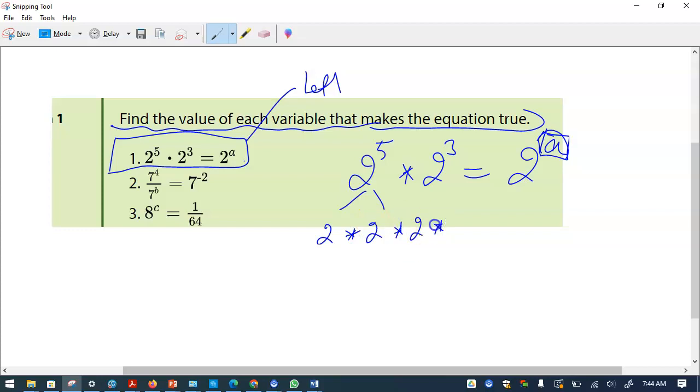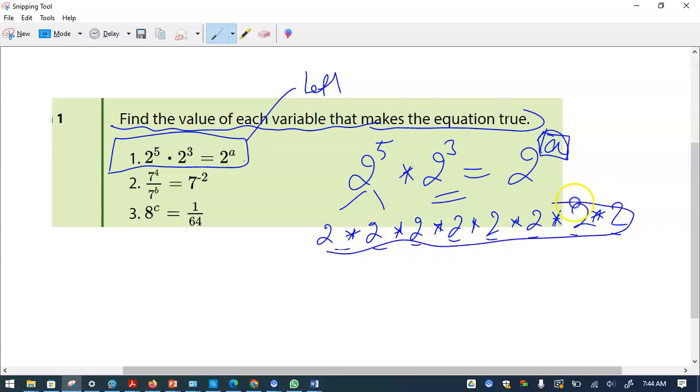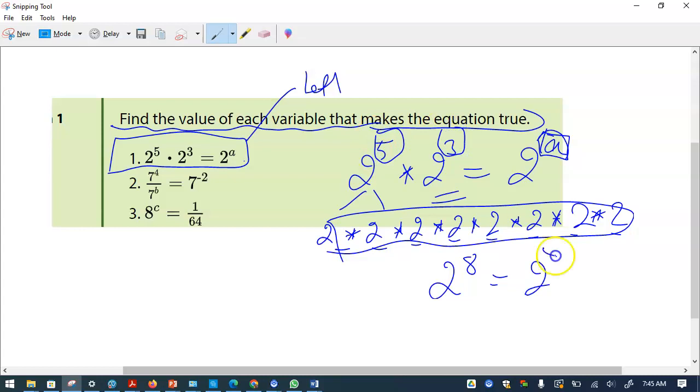And you can see this basically means it is 2 times 2 times. So 2 is multiplied by itself 5 times, and this 2 is multiplied by itself 3 times. And clearly you can see all together 1, 2, 3, 4, 5, 6, 7, 8. That means this whole thing becomes 2 raised to 8. But how do you get it? You're just adding the exponents. So that's all you do. 5 plus 3, which is 2 raised to 8. So this a is the same as 8. So therefore a is 8.